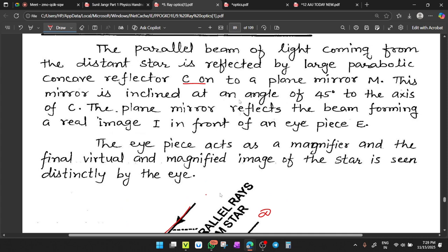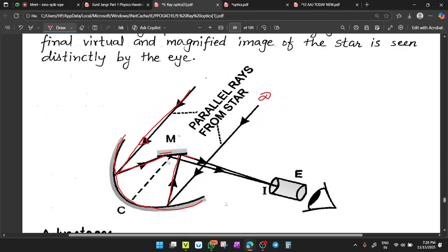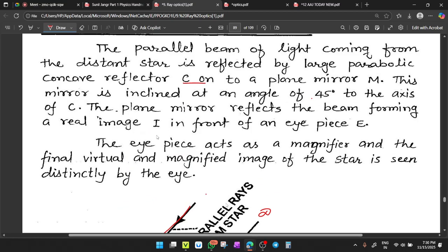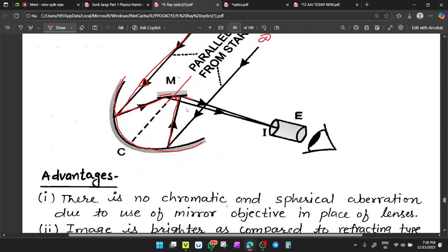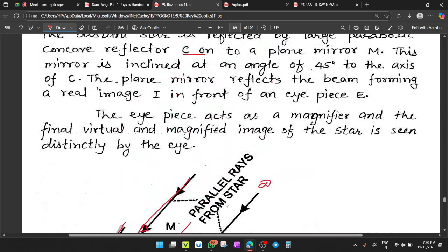This mirror is inclined at an angle of 45 degrees to the axis of C. So this is the axis of C, and this plane mirror is inclined at an angle of 45 degrees. The plane mirror reflects the beam, forming a real image I in front of the eyepiece. So this mirror reflects the rays gathered from the parabolic reflector and makes an image at the eyepiece.